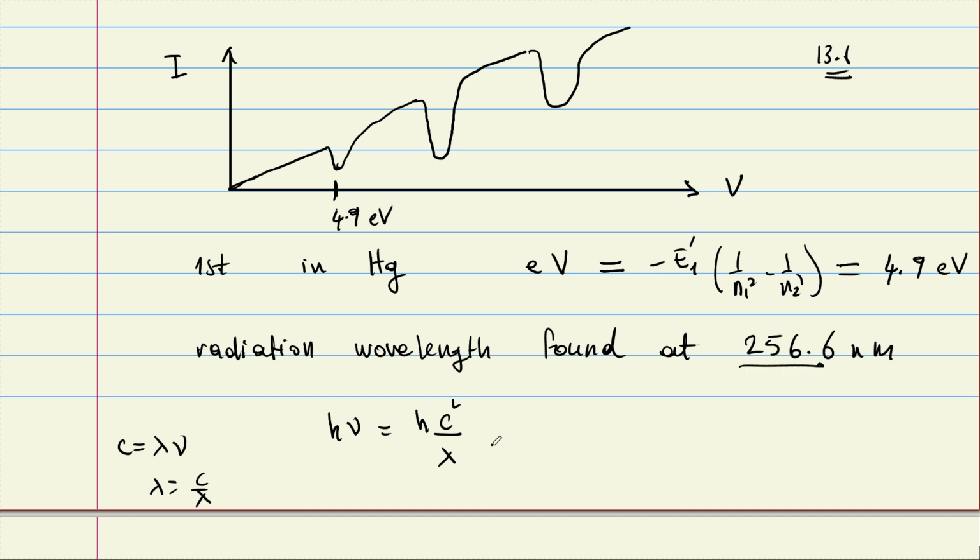256.6 nanometers. If I calculate this number, what do you think I'm going to find? 4.9, right? This is 4.9 eV. Which proves that it is actually the quantization of atomic levels that gives the dip in the current and also the wavelength in the spectrum. Any questions?